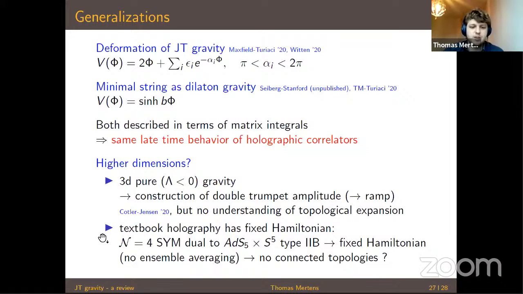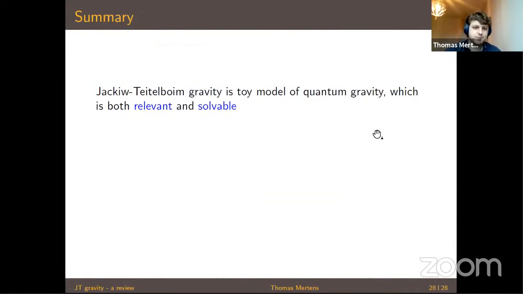And then the final comment here is that the textbook case of holography, AdS5 times S5 type IIB superstrings, dual to N equals 4 super Yang-Mills, has a fixed boundary Hamiltonian, which means no ensemble averaging, which suggests that there are no connected topologies, because these connected topologies appear because of the matrix integral. So there is some tension here, and this is unresolved at the moment, or it's not well understood how these different versions of holography all fit together.